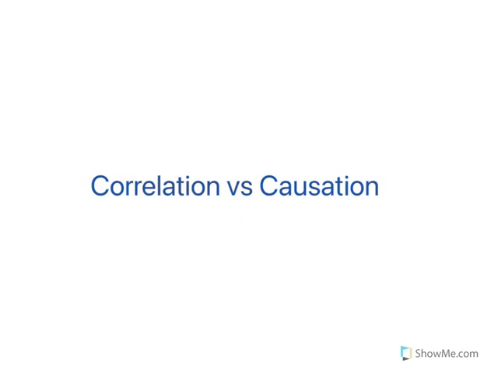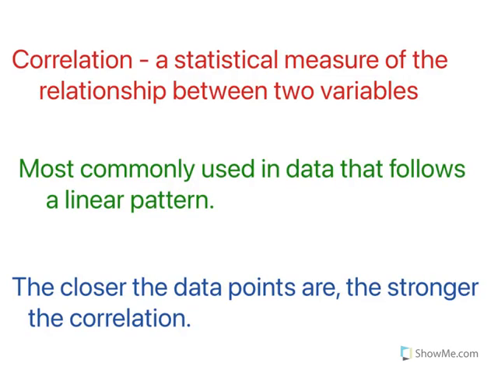One of my favorite topics is talking about correlation versus causation. So let's just kind of talk, what does this mean? Well, correlation is a statistical measure of the relationship between two variables. And the key here is a relationship. We are talking about whether two things are related. That's it. Is there a relationship?